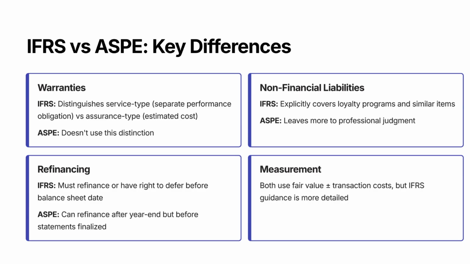Warranties. IFRS distinguishes service type, separate performance obligation, versus assurance type, estimated cost. ASPE doesn't use this distinction, non-financial liabilities. IFRS explicitly covers items like loyalty programs. ASPE leaves more to judgment. Refinancing. IFRS: must refinance or have the right to defer before the balance sheet date. ASPE can refinance after year-end, but before statements are finalized. Measurement. Both use fair value plus or minus transaction costs, but IFRS guidance is more detailed.